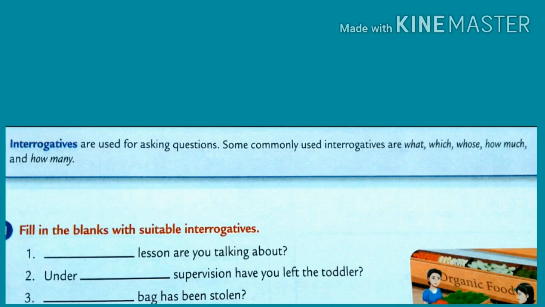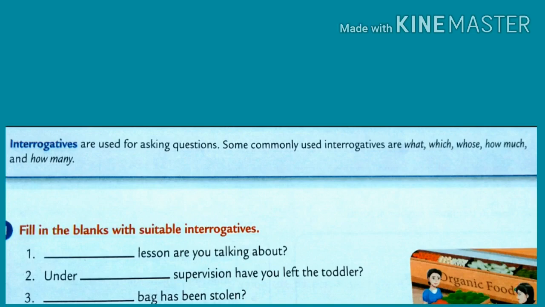Do you understand where to use which interrogative words? See the exercise. Fill in the blanks with suitable interrogatives. First sentence. Dash lesson are you talking about? Which lesson are you talking about? Second sentence. Under dash supervision have you lifted the toddler? Under whose supervision have you lifted the toddler? Third sentence. Dash bag has been stolen. Which bag has been stolen?